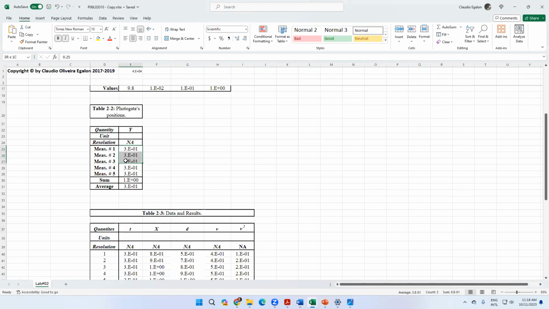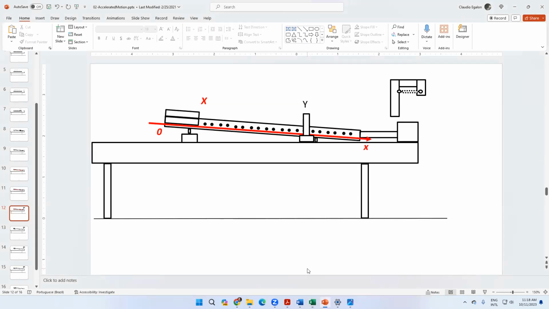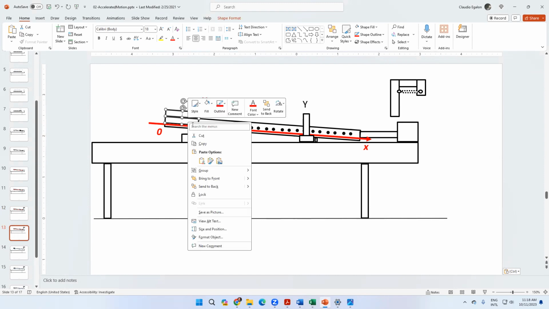Going back also here to my notes. Okay, what we have here, we have different measurements of the position of the photo gate. There's a very nice procedure to determine the position of the photo gate. We make like 5 measurements of the position of the photo gate. And how is it done? I will group that.